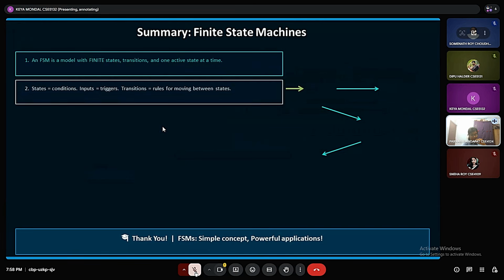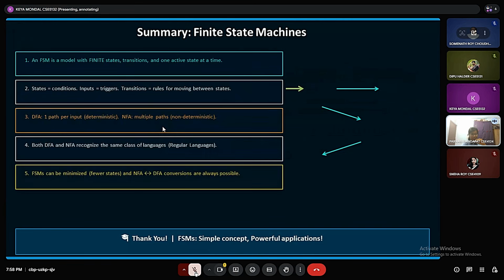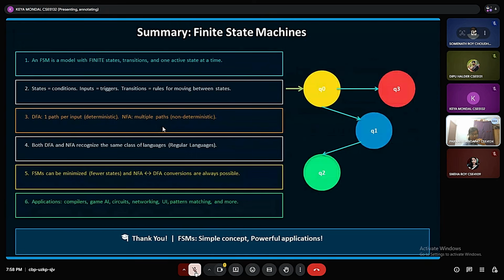So to summarize, an FSM is a model with finite states and transitions. At a time, only one state is active. A DFA has one path per input, while an NFA can have multiple paths. Both can recognize the same type of languages.